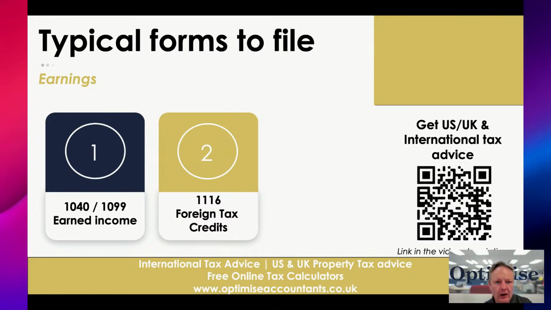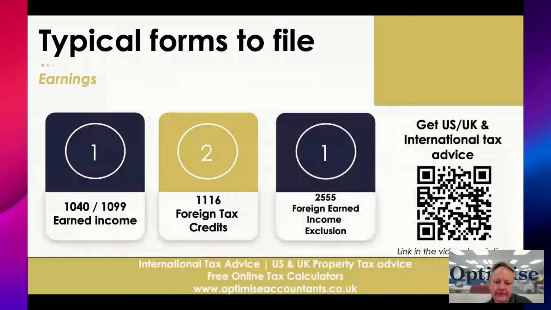Now, if you are British moving into the US and you've got some earnings still in the UK, or you're an American living and working in the United Kingdom, then form 1116, foreign tax credit, can be quite useful. The reason for that is you want to say to the IRS in the United States, I am working, I have been taxed in the United Kingdom, but I want to use foreign tax credits to reduce my US tax liability.